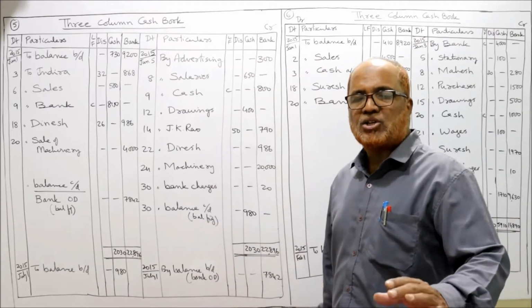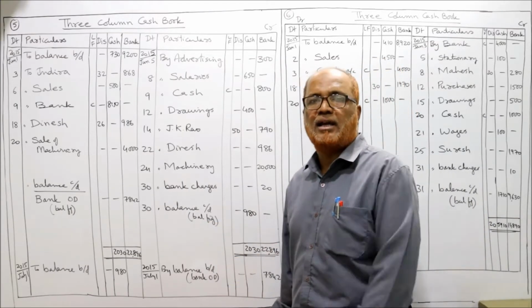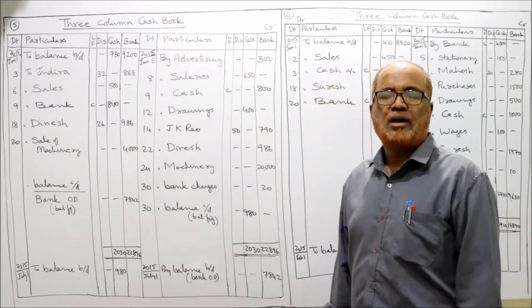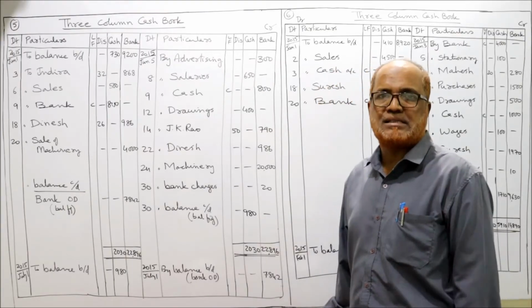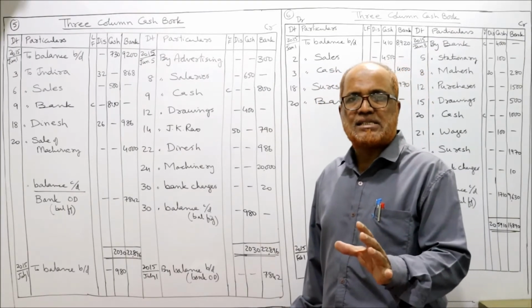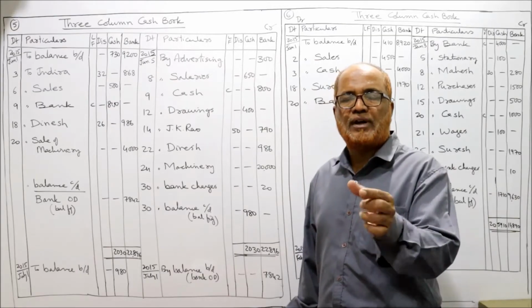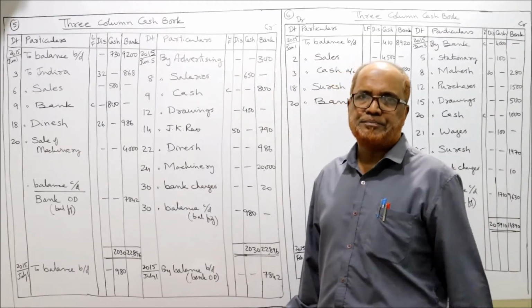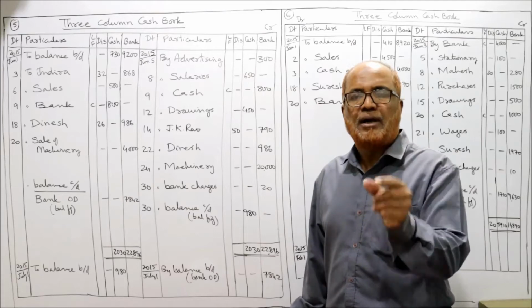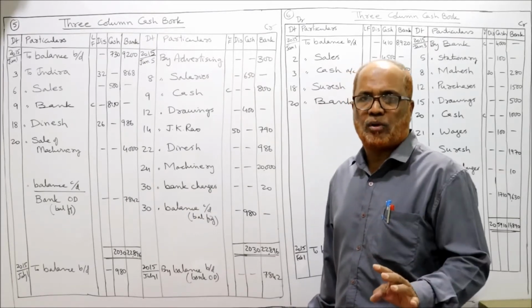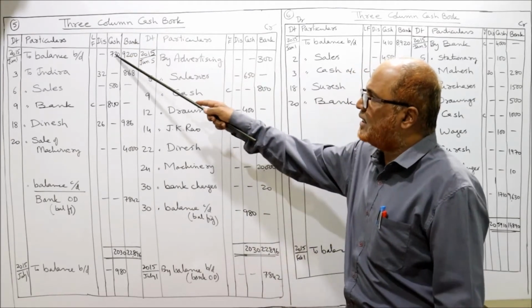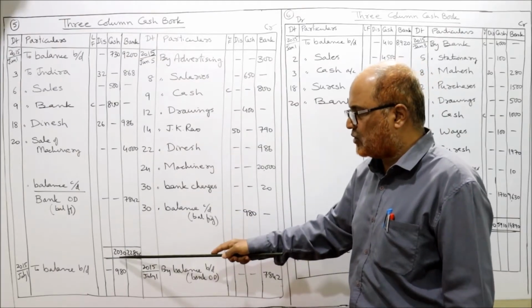So whatever transactions are given in the problem, I have recorded in the cash book. Now I will find out the balance. Normally, the cash account debit side will always be more. Cash column debit side will always be more. So if you take the total of the cash column debit side, it comes to 2030.